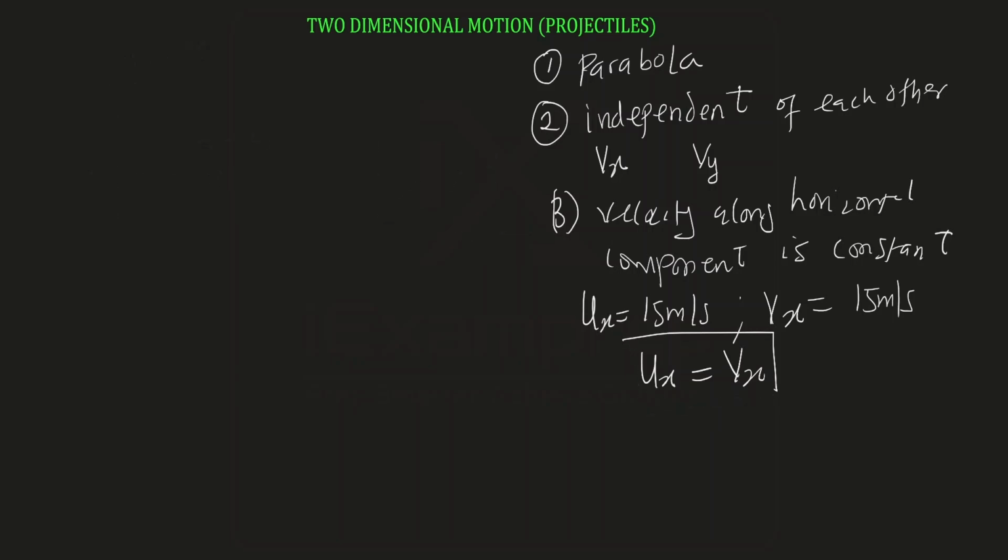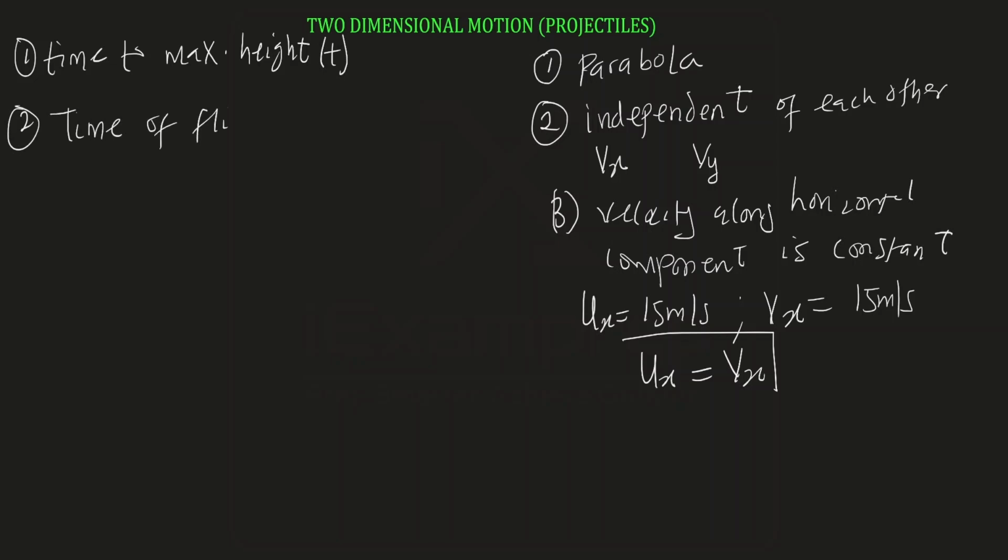When you are treating two-dimensional motion, these are the things that examiners look for in the topic. The first one is time to reach maximum height. When you project an object, the examiner might ask you to find the time to reach maximum height, and I will designate that with small letter t. Number two is time of flight. That is the time taken for the projectile to complete its motion. I will designate that with capital T.